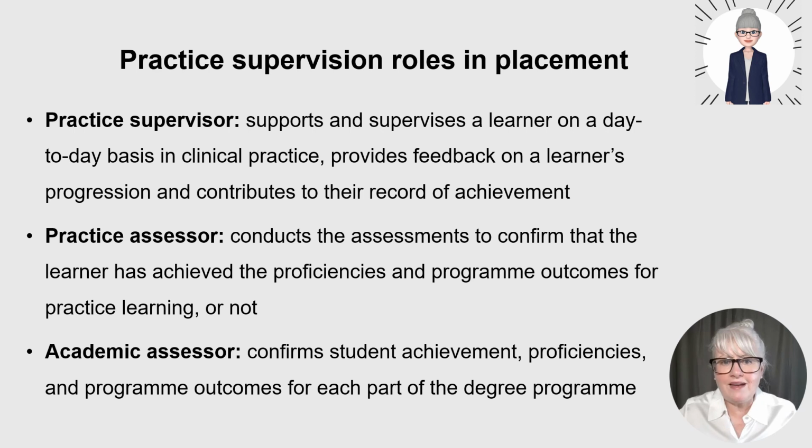Then we've got the academic assessor. Now the academic assessor has a fuller overview of the learner's progression that includes their programme, the university programme, and all the feedback from placement. So an academic assessor confirms the student achievement, proficiencies and programme outcomes for each part of the degree programme. They're the person that recommends whether a learner can move forward to the next placement and the next year or part of their degree programme using this evidence-based decision.